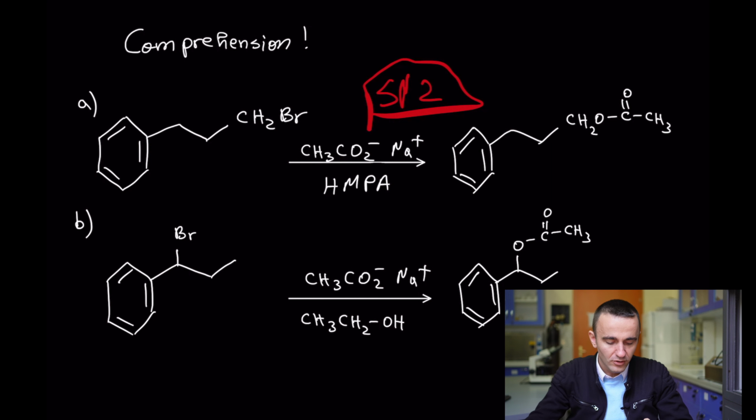Okay? What about this one here? This has a secondary alkyl halide. This has a polar solvent, a negative nucleophile. But those conditions make it not possible to be considered an SN2 reaction.